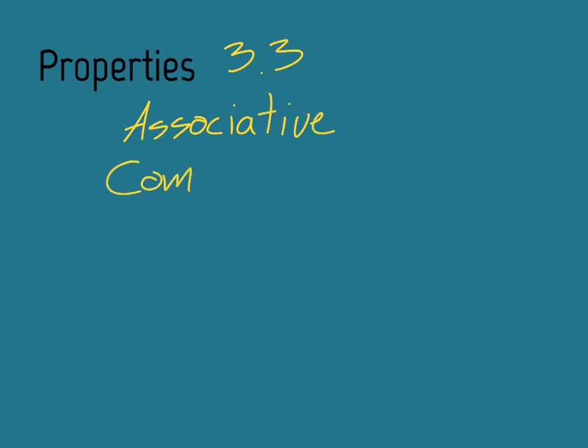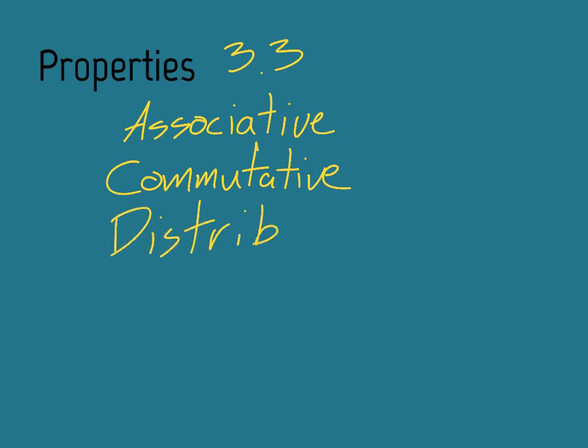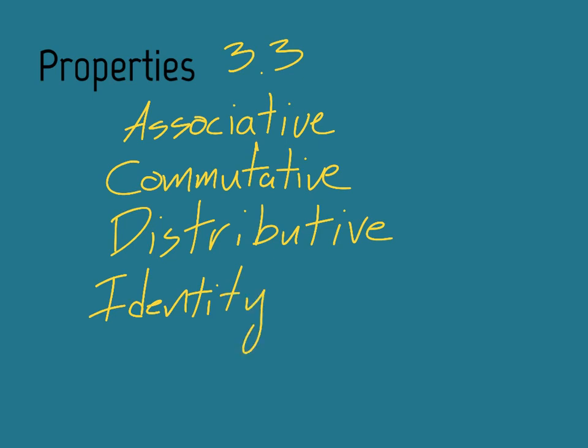commutative, then we have distributive, which we're going to get into in a lesson later on, but I will introduce the concept of distributive today. And then we are also talking about identity. And there is addition and multiplication for each of these. So add and then multiply, I'll use the dot to show that.